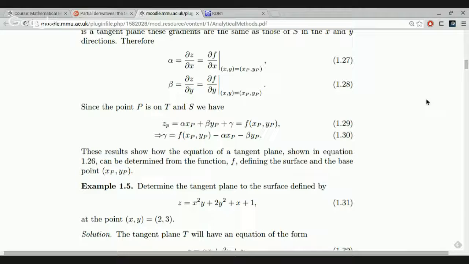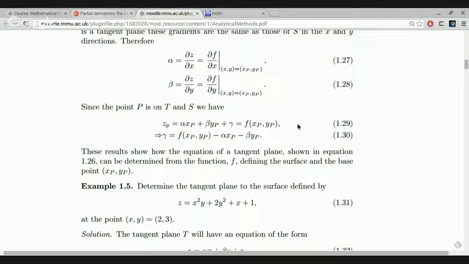But the tangent plane touches the surface at the base point P. So the height of the surface above the coordinates xp, yp, the value of the function f of xp, yp, is going to be the same as the z coordinate you get from the equation of the plane when you put the base point into it. So this height zp should come about both from evaluating f at the base point, f of xp, yp, and also from evaluating the equation of the plane at the base point: alpha xp plus beta yp plus gamma.